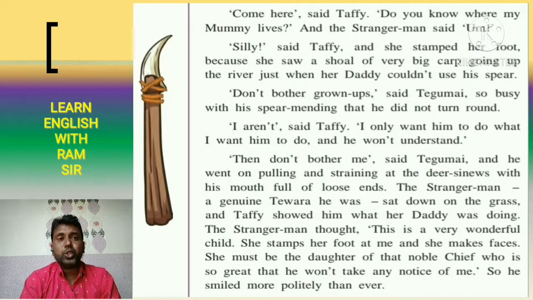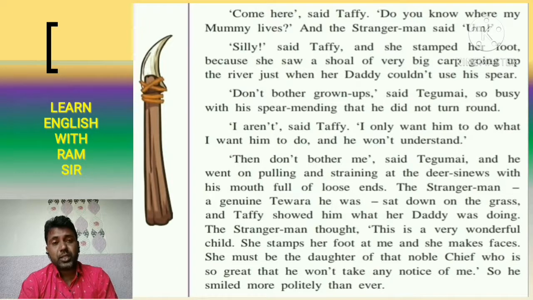Let's see. "Don't bother grown-ups," said Tegumai, so busy with his spear mending that he did not turn around. तो अपना जो भाला है वो अच्छा करने की, उसे मेंड करने की, रिपेयर करने की कोशिश कर रहा है. और वो कहता है कि बड़े लोगों को तुम तकलीफ देना बंद कर दो. किसको कहता है? टैफी को कहता है.